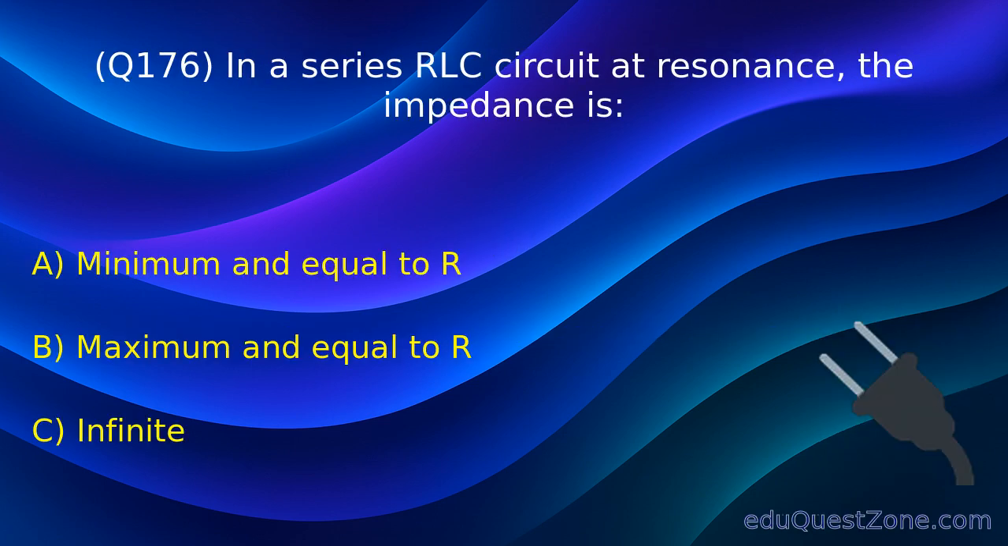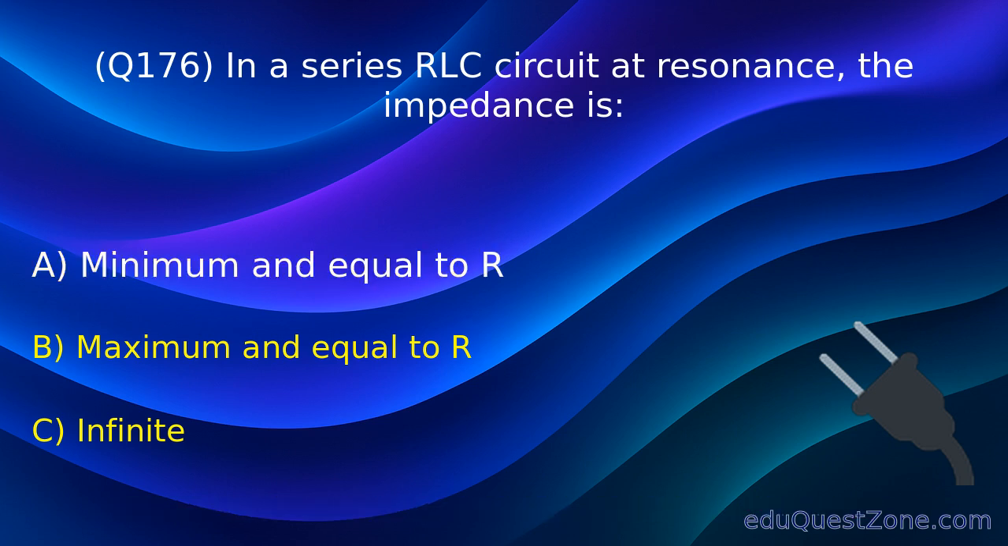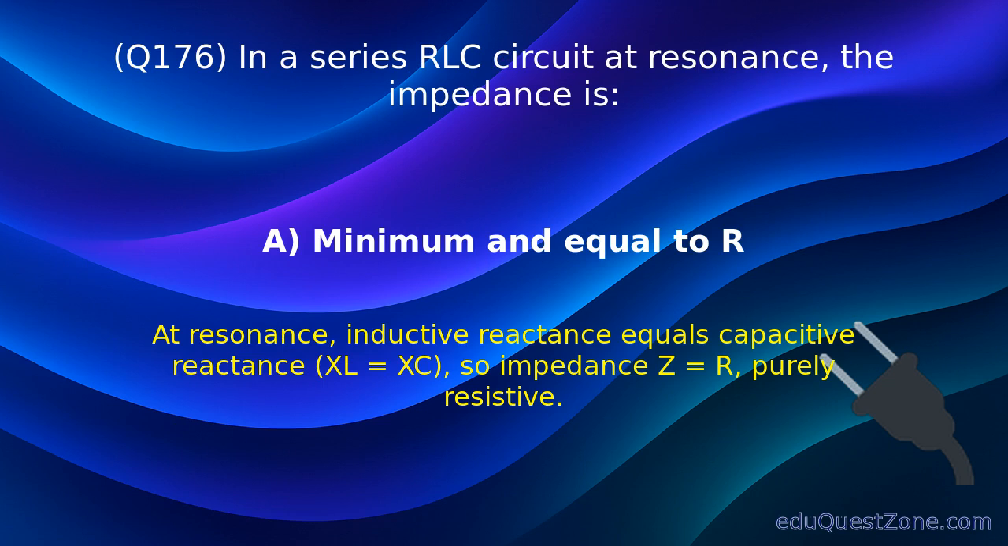Question 176. In a series RLC circuit at resonance, the impedance is? Option A, minimum and equal to R. At resonance, XL equals XC, so the impedance is purely resistive and equal to R.